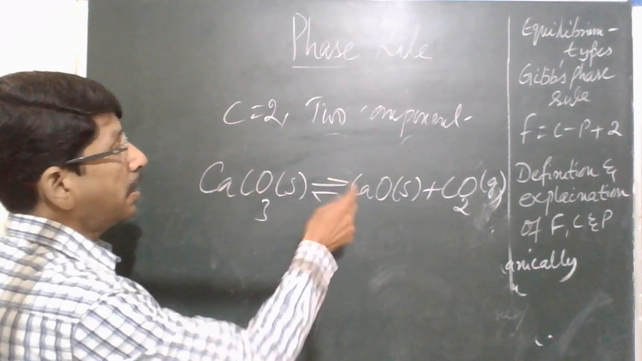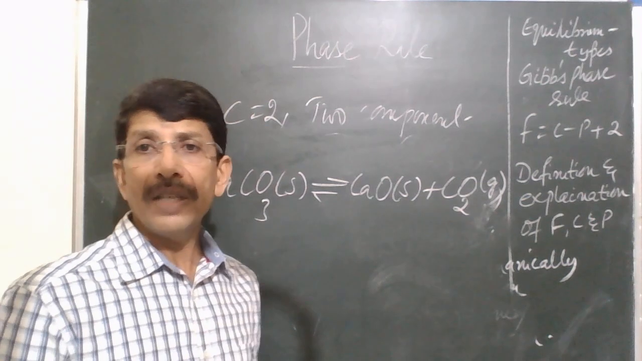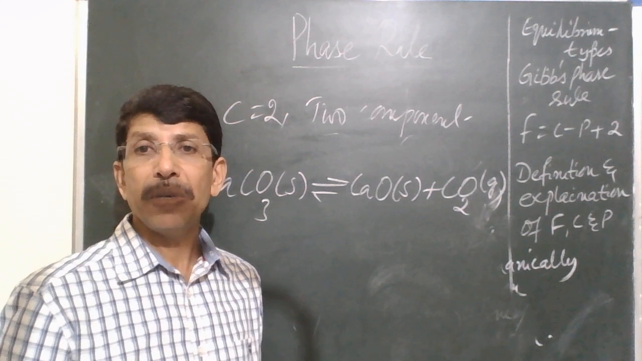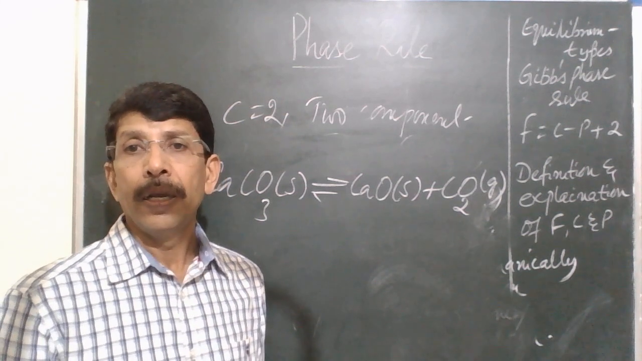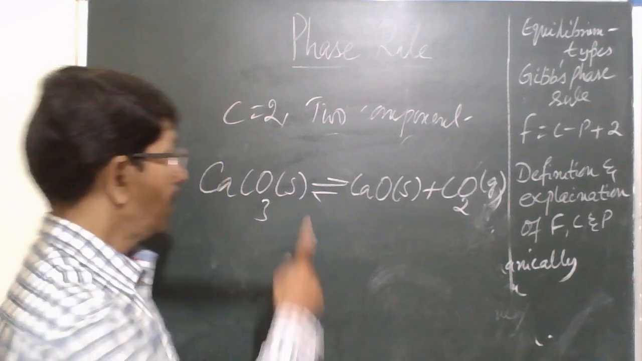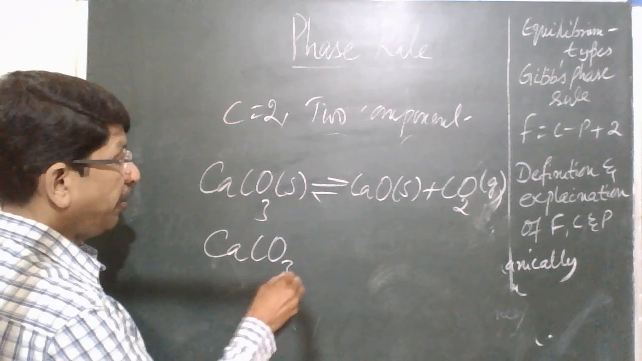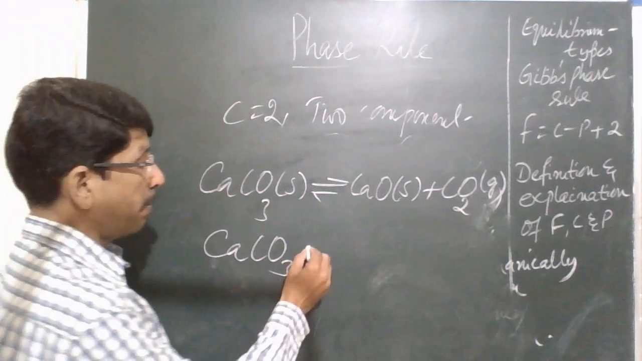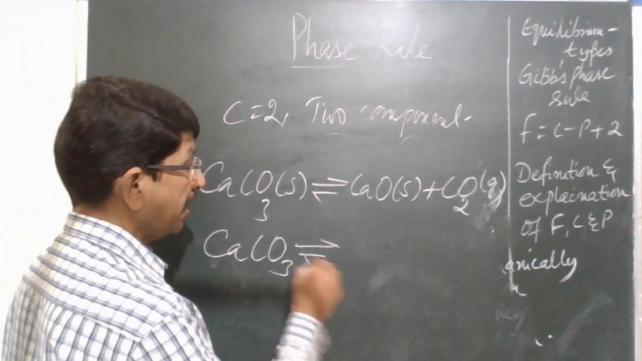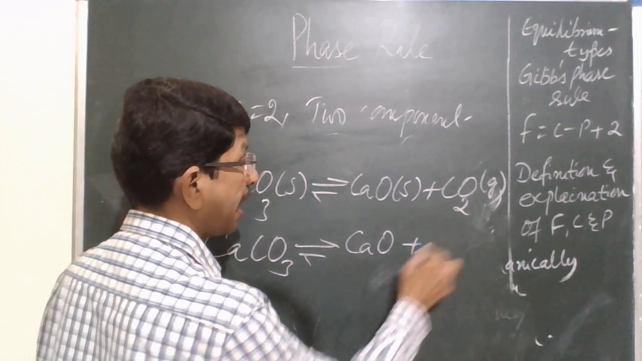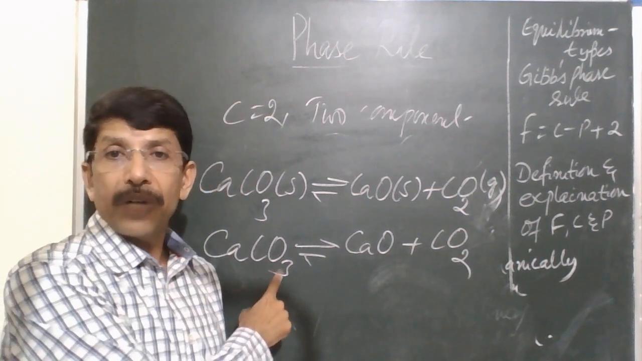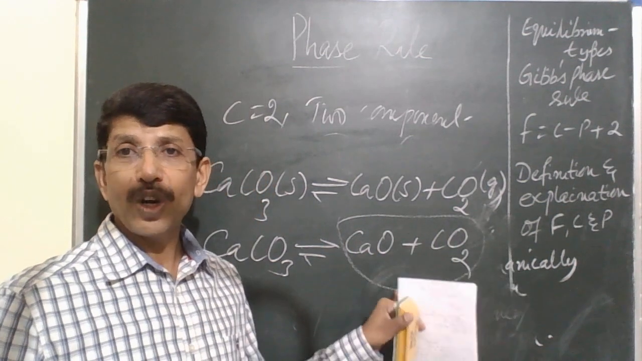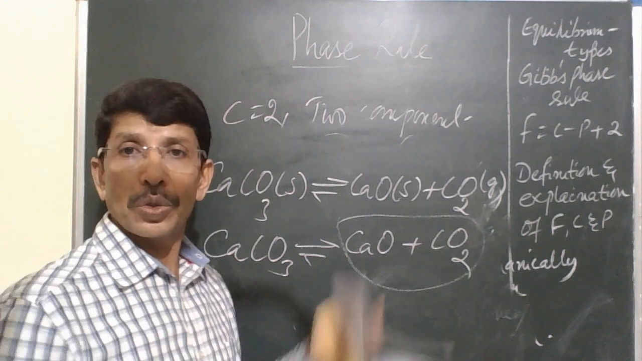And what is the number of components in this case? What is the number of components? The minimum number of independent chemical constituents needed to specify the composition of each phase in the form of a chemical equation. So there are 3 phases: calcium carbonate phase, calcium oxide phase and carbon dioxide phase. And this calcium carbonate phase composition can be represented like this. Calcium carbonate phase can be represented with the help of 2 independent chemical constituents like CaO and CO2.